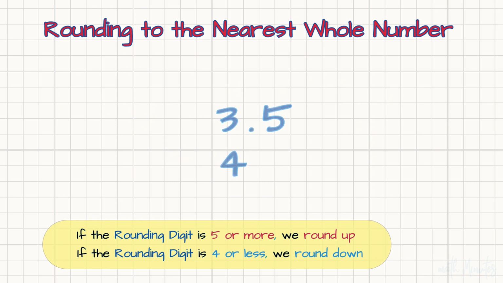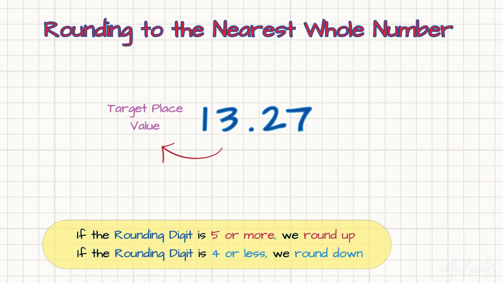Let's look at another example. Let's round the number 13.27 to the nearest whole number. Our place value is the ones digit, and our rounding digit is the tenths digit. We can ignore everything that comes after the rounding digit. So in this case, we can see that 2 is lower than 5, so we round down. This means that our place value 3 stays the same, and all other digits after it are 0. So 13.27 rounds down to 13.